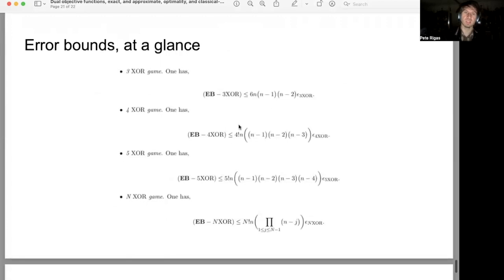And so the error bounds at a glance, like we've been saying, is that we have these error bounds for the 3 XOR game, the 4 XOR game, the 5 XOR game, and the n XOR game. And it's basically given by some type of combinatorial contributions like we've been mentioning, 6, 4 factorial, 5 factorial, and big N factorial, as well as a product over the number of players, in addition to the epsilon approximality factor for each game, namely epsilon 3 XOR, epsilon 4 XOR, epsilon 5 XOR, and epsilon n XOR.